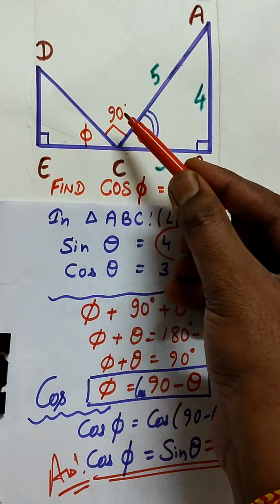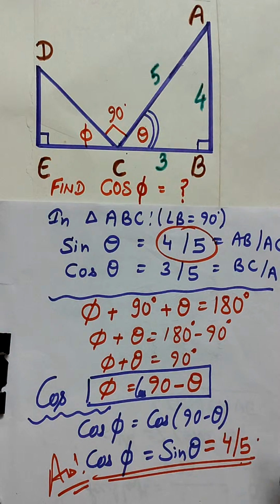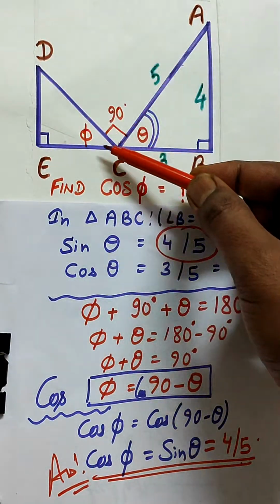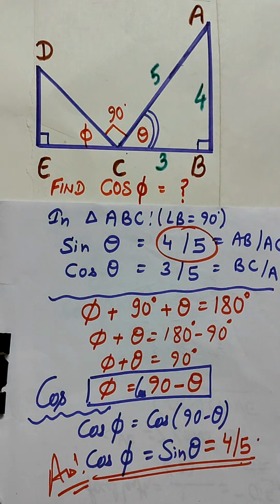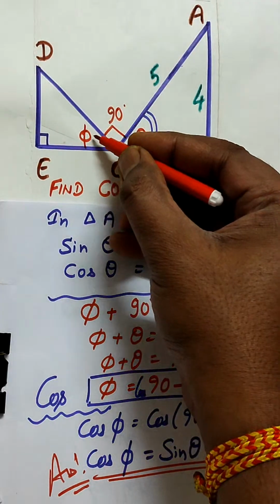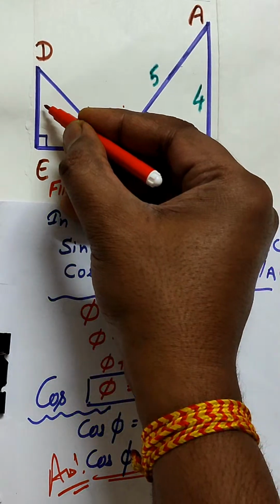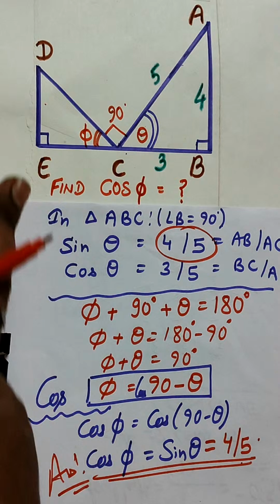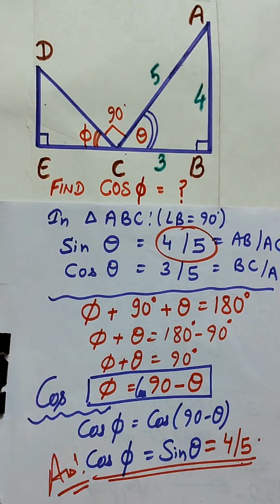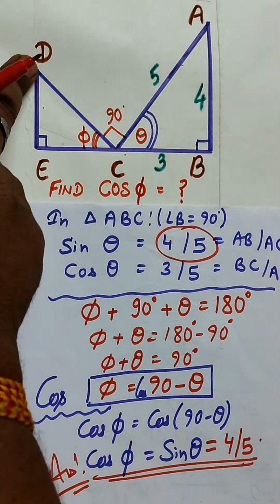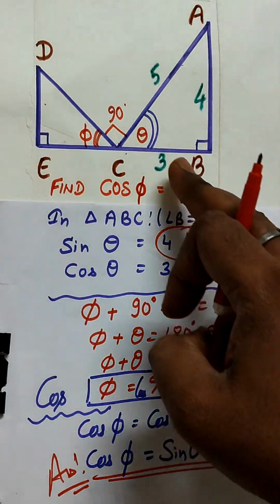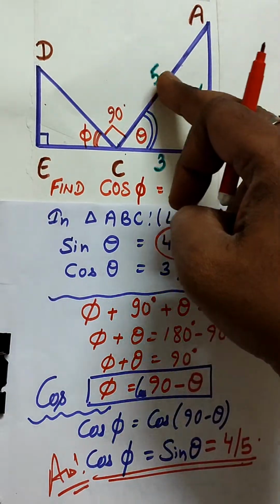Initially you may not be able to understand how to calculate the value of cos phi when the lengths of DE and EC are not given to you. If phi is this angle, then DE will be the perpendicular and EC will be the base, but this perpendicular and this base are not known to you. That's why we will use these 3, 4 and 5 values.